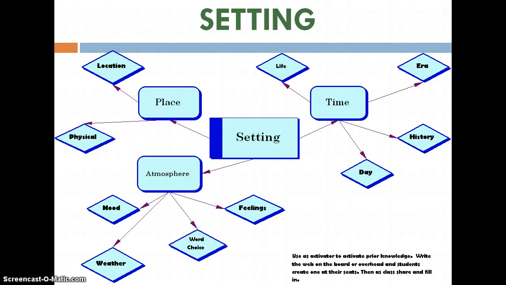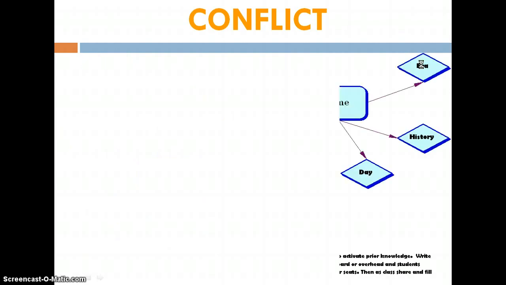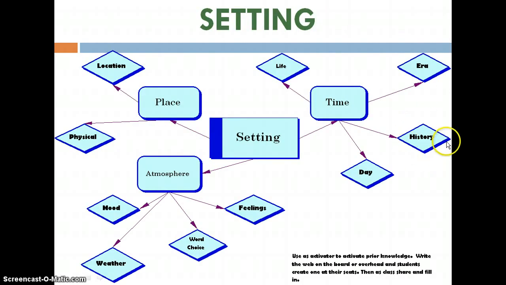You've got here the setting and a map. Take a look at it. The setting can be the time. Think of the time of that person's life. It could be the era, like the 60s era, general time. It could also be a time in history, like World War II history, or a time of day.